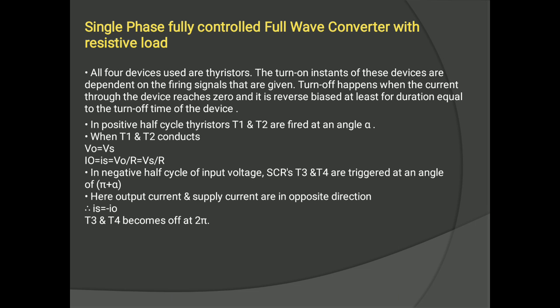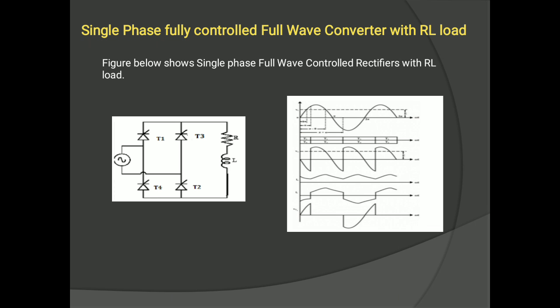In the negative half cycle of the input voltage, thyristors T3 and T4 are triggered at an angle pi plus alpha. So here the output current equals minus Is, so Is equals minus I0. And T3 and T4 turn off at an angle 2 pi.